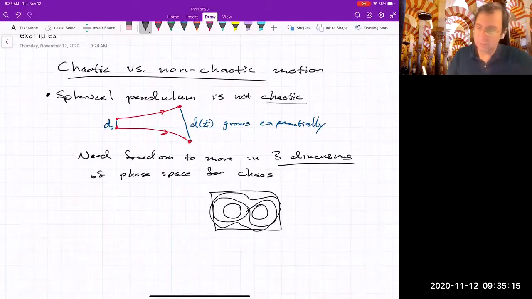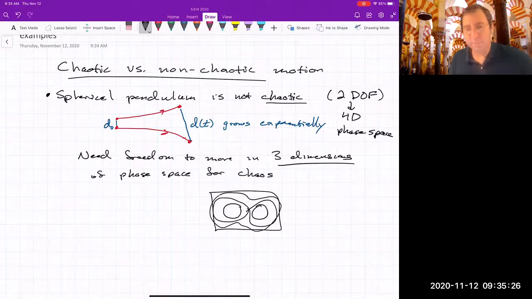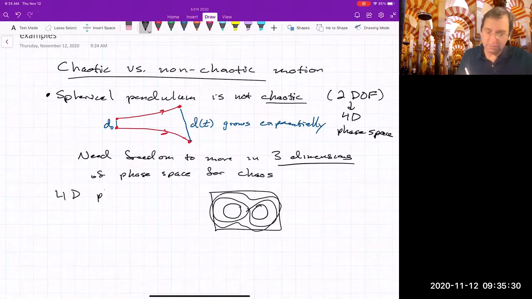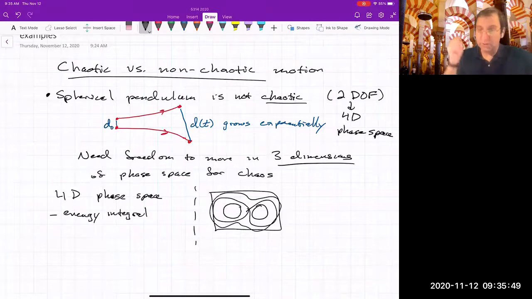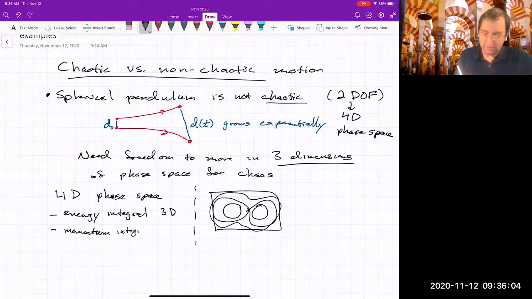But for mechanical systems, the spherical pendulum has two mechanical degrees of freedom, but it's got a 4D phase space. So that seems bigger than three. What's going on? Well, we've got an energy integral. Think of it as the Jacobi constant. So we're conserving energy, which reduces the amount of space that you can explore by one. So this reduces it to 3D. And then we have a momentum integral, which then says, well, on this 3D thing, you can only explore 2D.